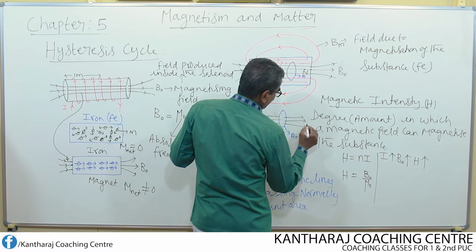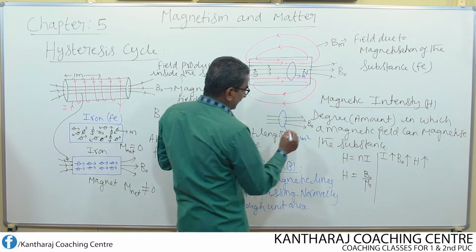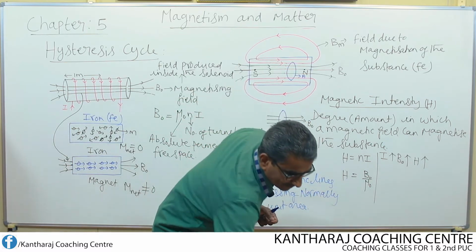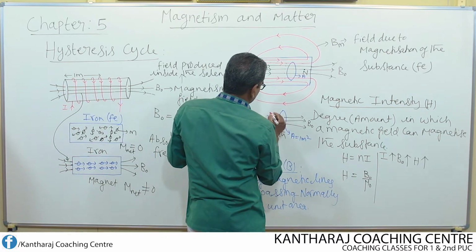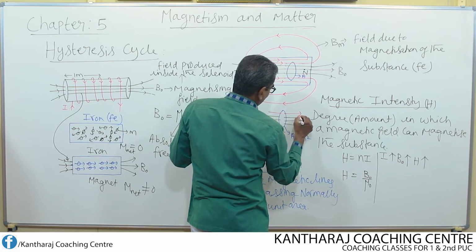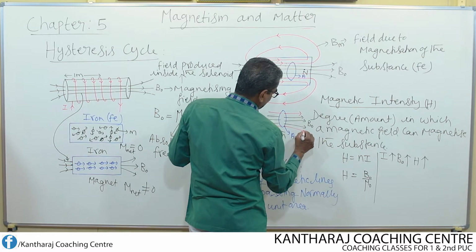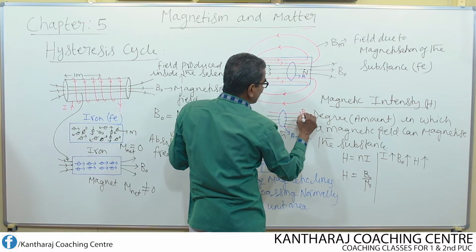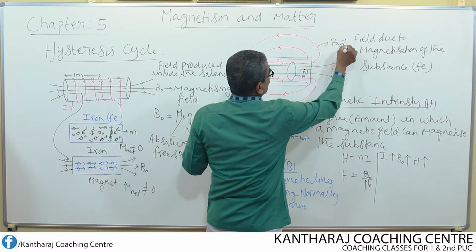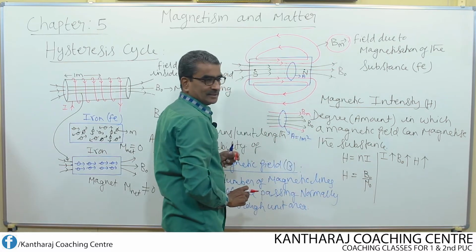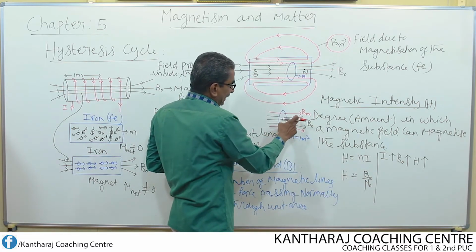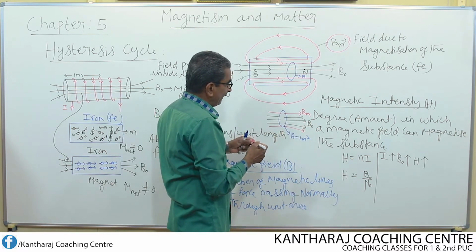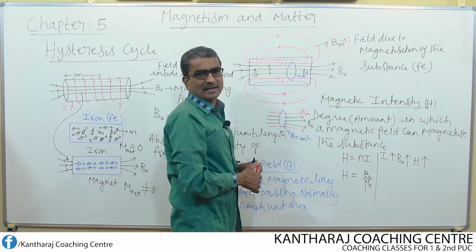So these are the magnetic field lines due to the magnetizing field. And what about the red color ones? These are nothing but the magnetic field lines due to the magnetization BM, the magnetization of the material. So these two are the field lines due to the magnetization of the material, and these three are nothing but the magnetic field lines due to the magnetizing field.